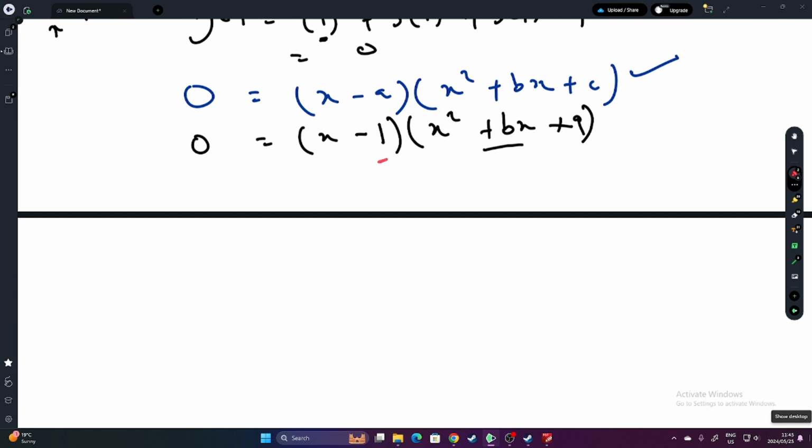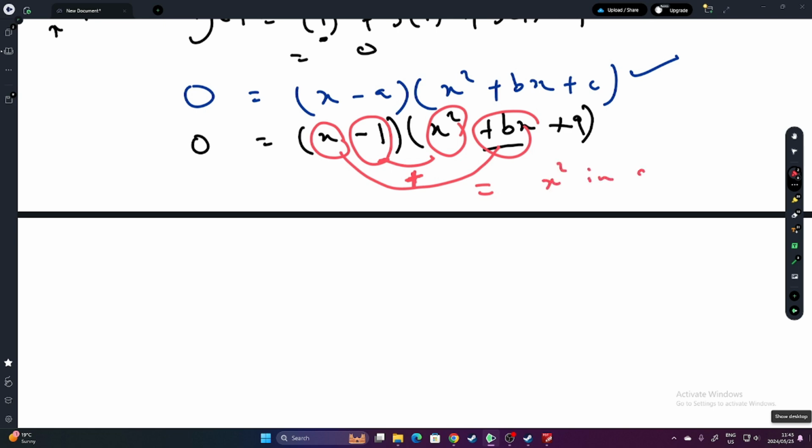So what we have here is the following. We're going to take this number. So these are the steps to finding b. So we take our value of a and we multiply the x squared. Then we take the x and we multiply our bx. And we add them together. See the plus sign here. And we set it equal to the x squared term in the original equation.